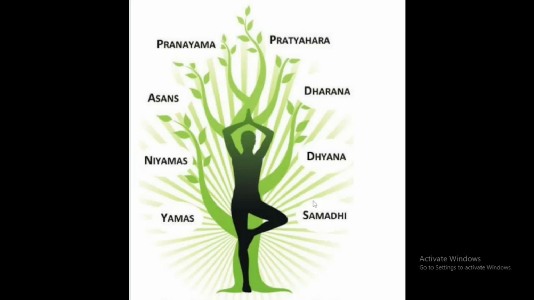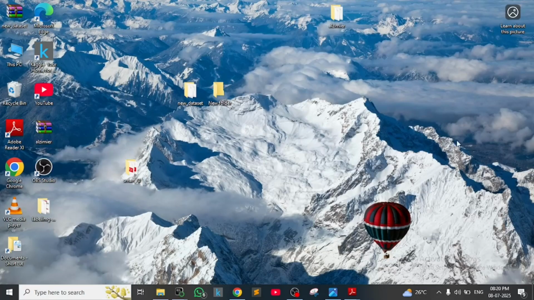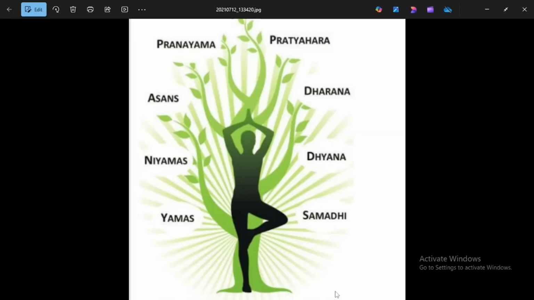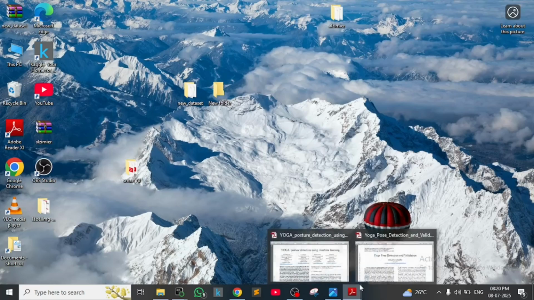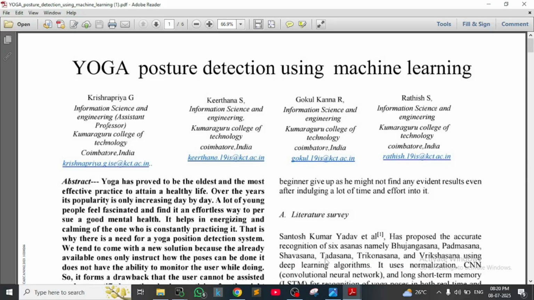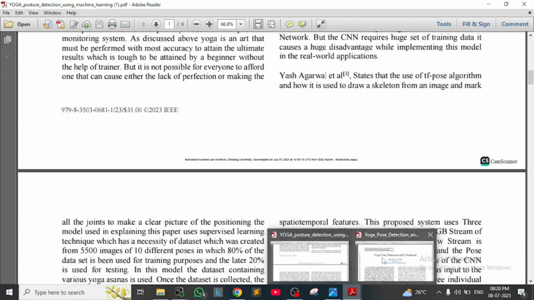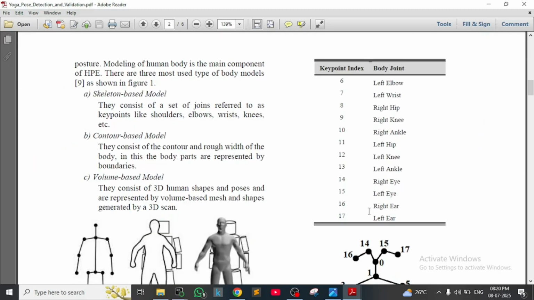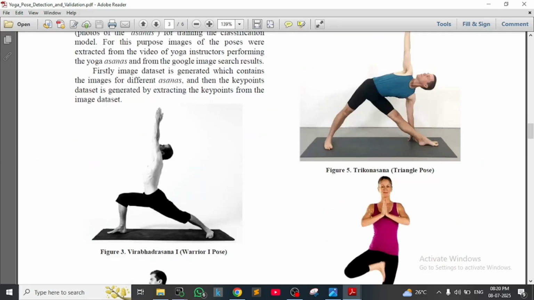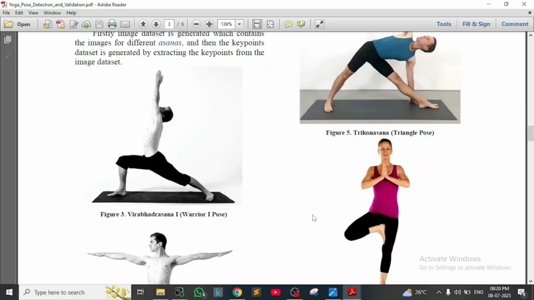Since publicly available datasets were limited, a custom dataset was created. Images were collected from yoga videos and online sources, focusing on four poses: Warrior 1, Warrior 2, Triangle Pose, and Tree Pose. That's here.